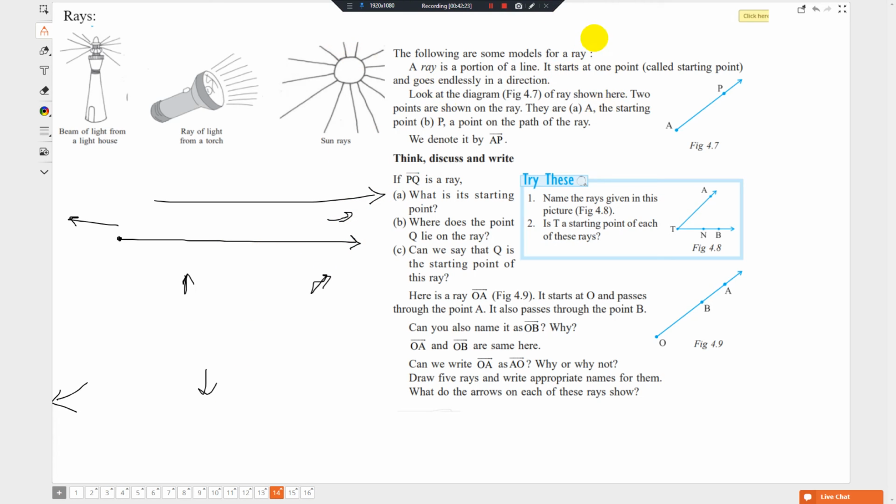The following are some models of the ray. A ray is a portion of a line. It starts at a point called the starting point and goes endlessly in one direction. Look at the diagram of the ray shown here. Two points are shown on the ray, where A is the starting point and P is a point on the path of the ray. We denote it by ray AP. The ray is like this.